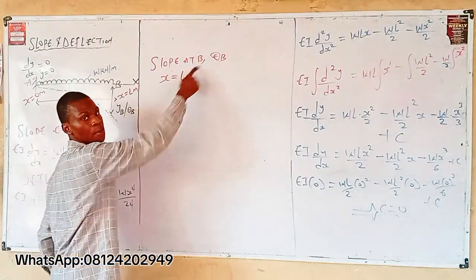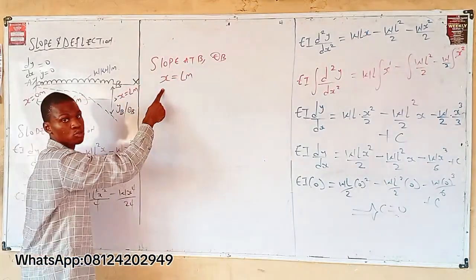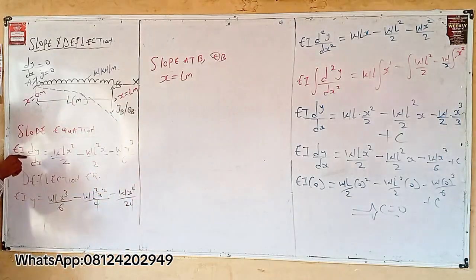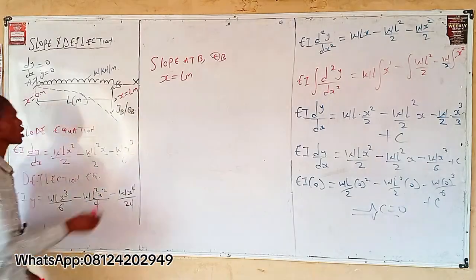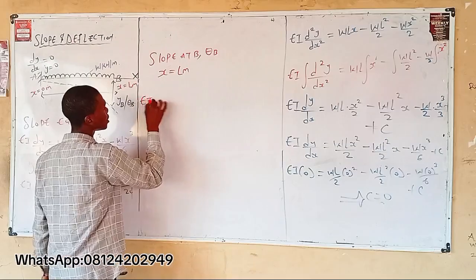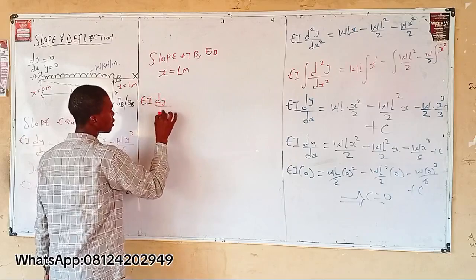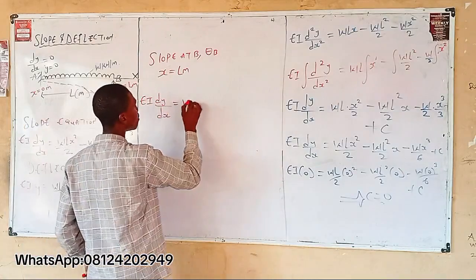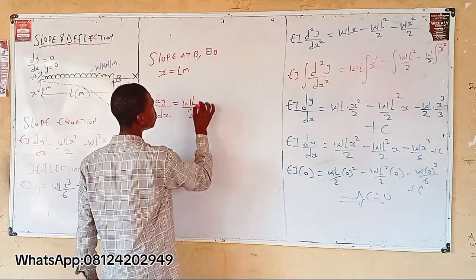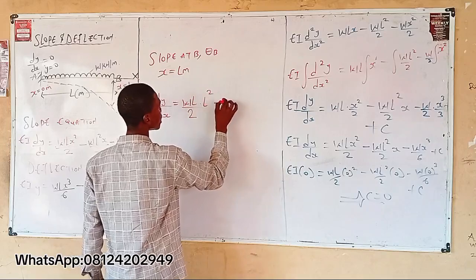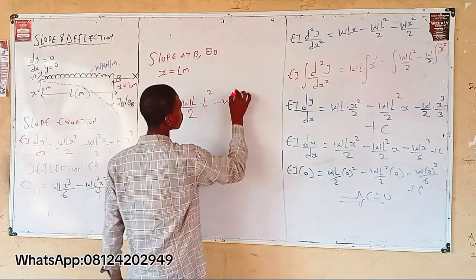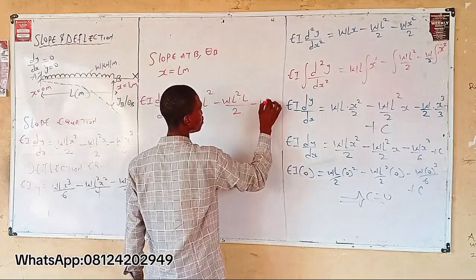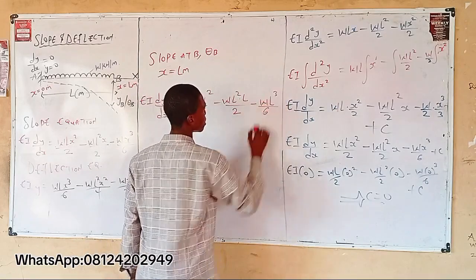So slope at B, meaning theta B, x is equal to what? L meter. Anywhere you see x in your slope equation, put the value of x to be L. Now let's do that together. At EI, let's do it together: WL over 2 dot L square, negative WL square dot L divided by 2, negative WL cube over 6.